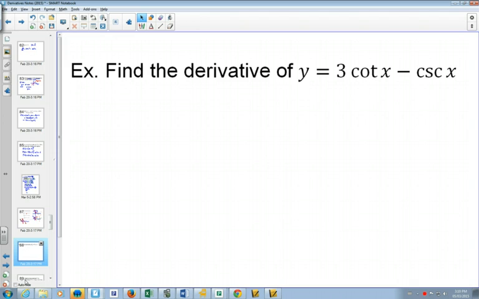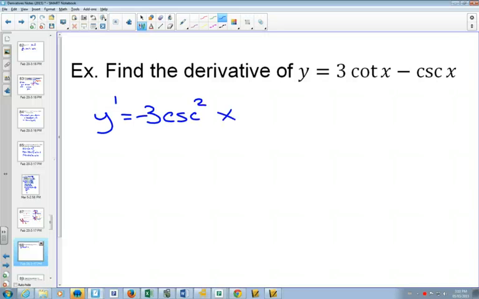So after that long chain rule one that we did, the rest is a piece of cake, right? So we got our cotangent graph. Y prime will be 3, negative 3, because the derivative of cotangent is negative cosecant squared. And then plus, because the derivative of cosecant is negative cosecant cotangent.